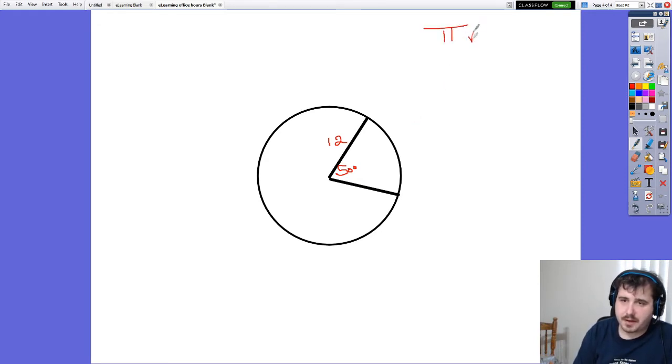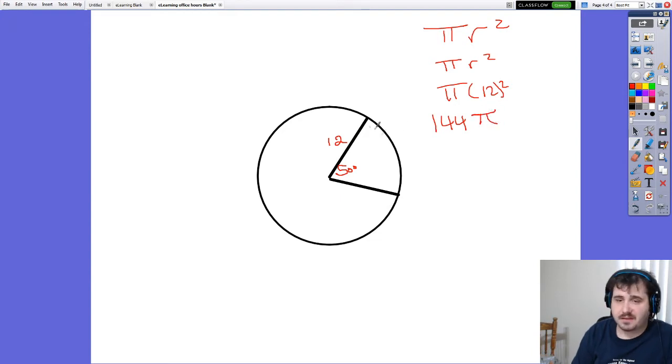I know that I'm doing pi r squared, right? I've got the radius, so I put r in, and that's 144 pi. That's the whole thing, the entire circle. But what we want is this piece, this much. And this is where the 50 degrees in my problem comes in, because this is the whole thing.